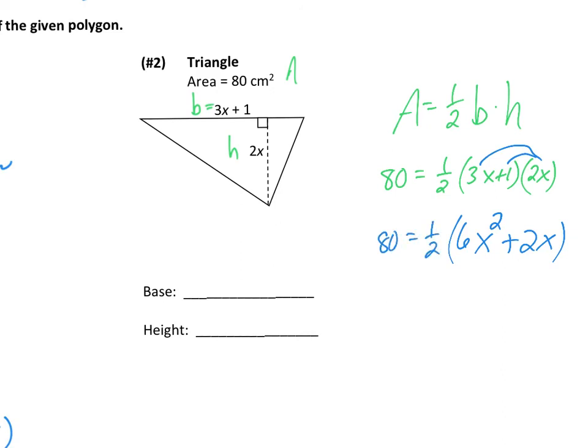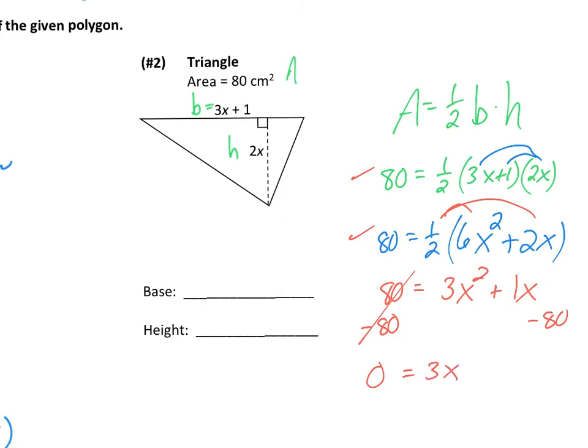Okay, and then the last thing we would do is distribute that 1/2. 1/2 times 6 is 3x squared. 1/2 times 2 is 1. So we get 80 equals 3x squared plus 1x. And again, in these steps up here, we did some distribution. We distributed the 2x, and then I distributed that 1/2 to get rid of the 1/2. Next, let's make this equal 0. 0 equals 3x squared plus 1x minus 80.